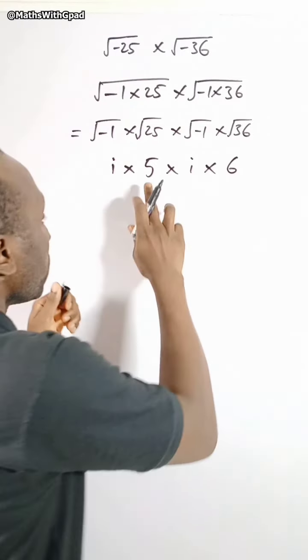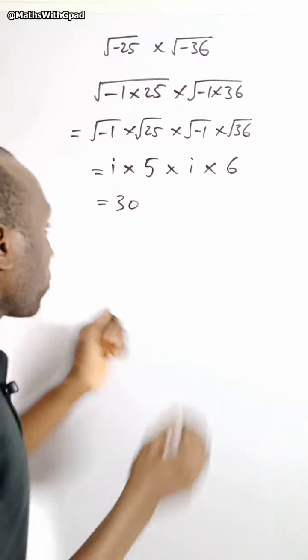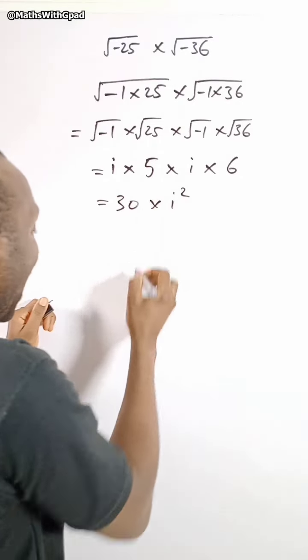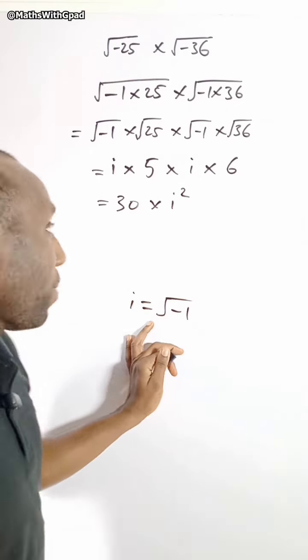So 5 times 6 is what? 30. And i times i is i squared. Remember, I said i is equal to what? The square root of negative 1. This is the imaginary unit, by the way.